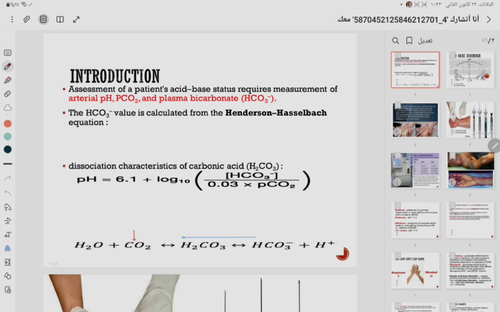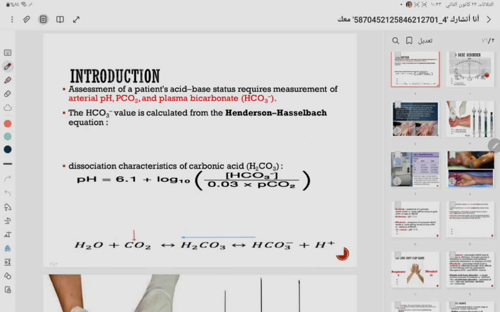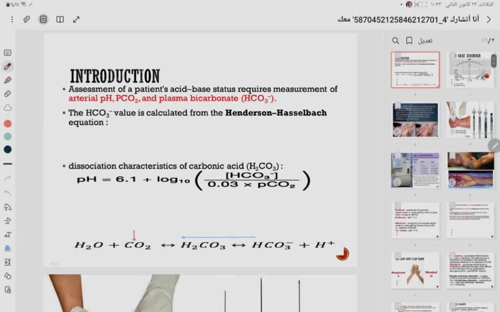If there is an acidosis, the part of the equation with more bicarb will be produced. If there is alkalosis, less of that will be produced. The carbonic acid, which is H2CO3, will be converted into H2O and CO2.